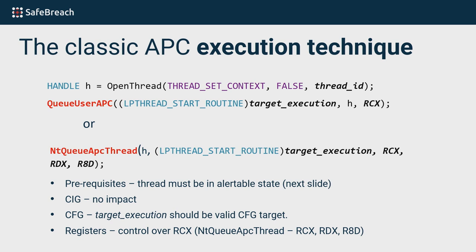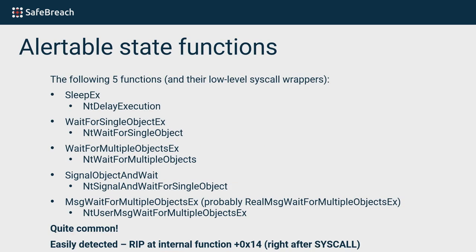So what does it mean for a thread to be in an alertable state? Taking it straight from Microsoft documentation, it means that the thread is idling in one of the five following functions: SleepEx, WaitForSingleObjectEx, WaitForMultipleObjectsEx, SignalObjectAndWait, and MsgWaitForMultipleObjectsEx. And actually, for complex enough software like Office, Explorer, and browsers, it's quite common to find at least one thread in an alertable state.